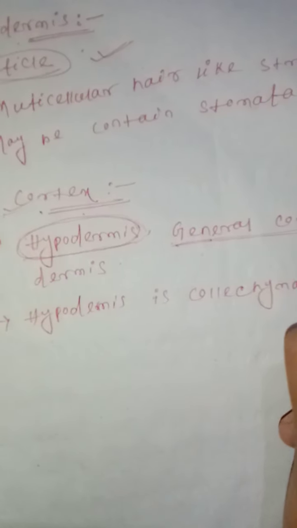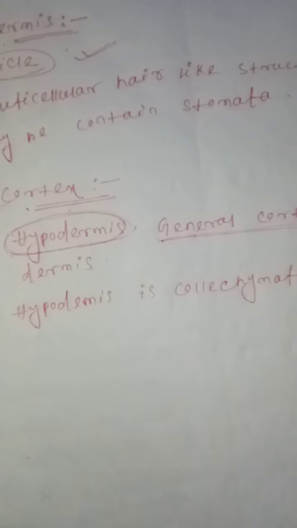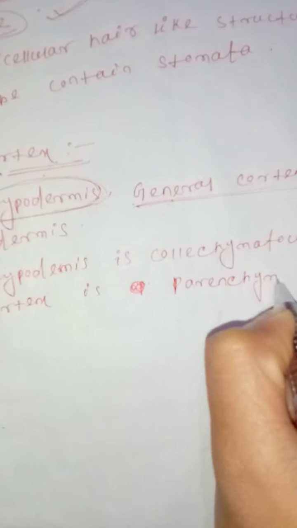First, hypodermis is collenchymatous in nature, and general cortex is parenchymatous in anatomy of dicotyledon stem.